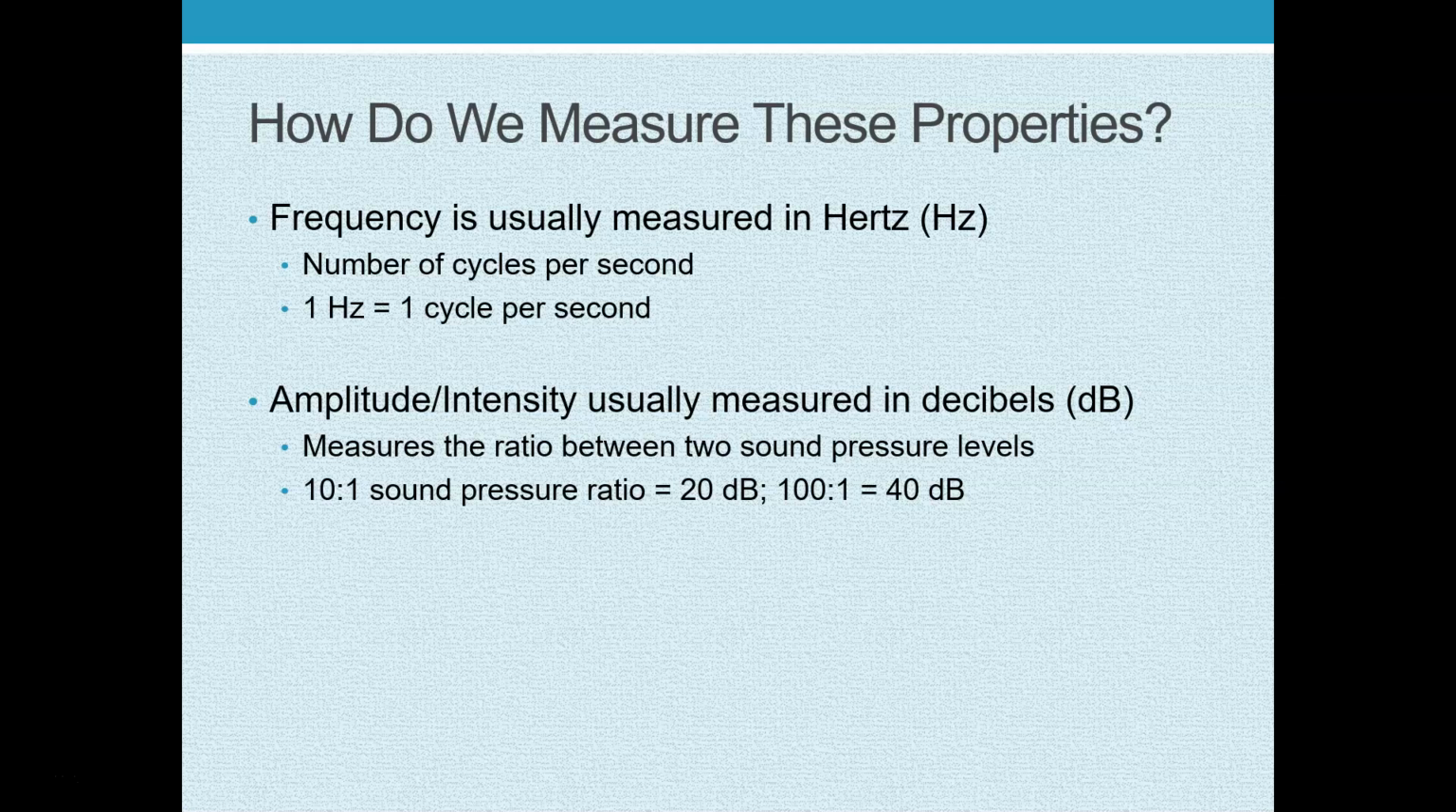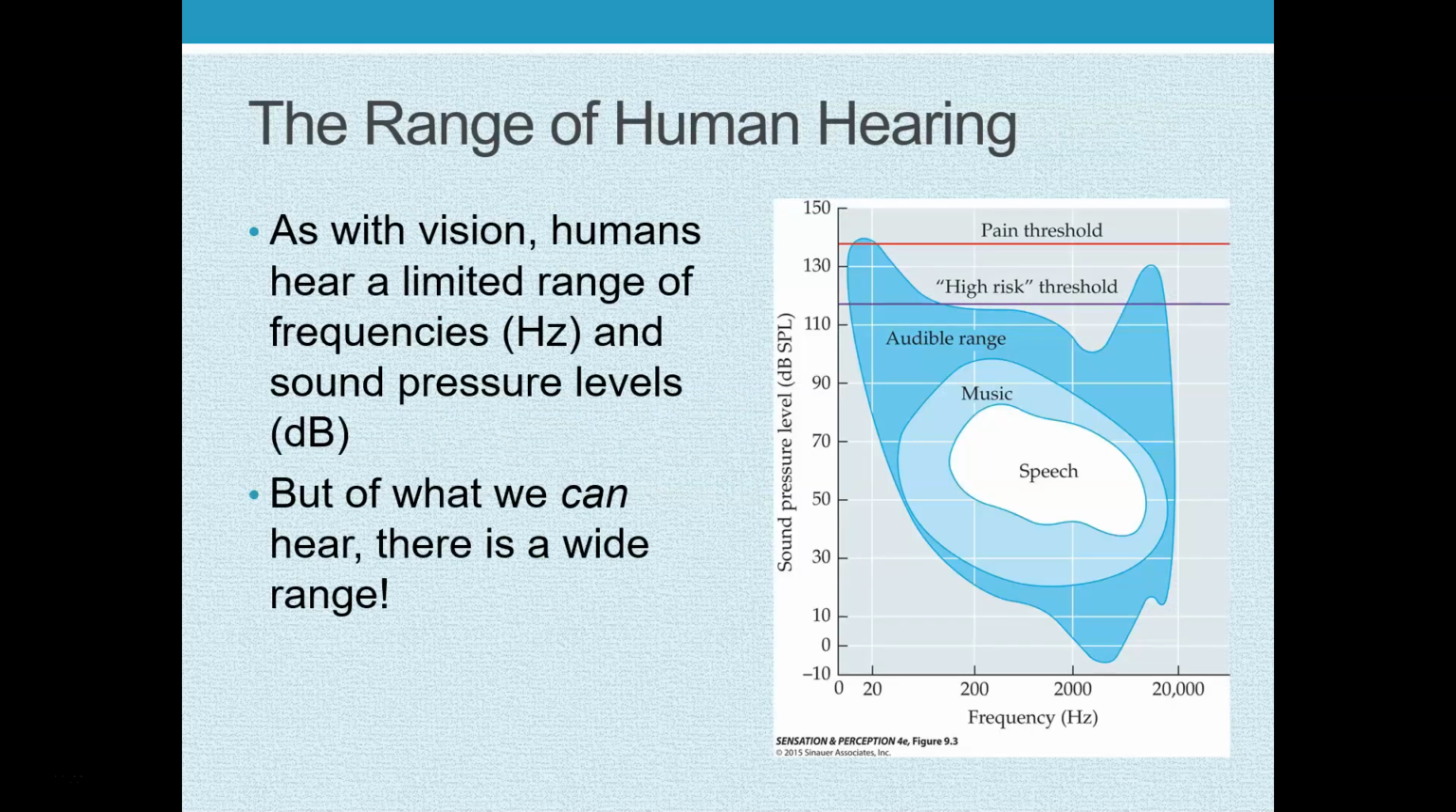Amplitude or intensity is usually going to be measured in what we call decibels. This is actually a ratio between 2 different sound pressure levels. So if we have a 10-to-1 sound pressure ratio, that is basically 20 decibels. If we have 100-to-1, that's 40. Human speech is usually between about 40 and 70 decibels, depending on how loudly or quietly you're talking.